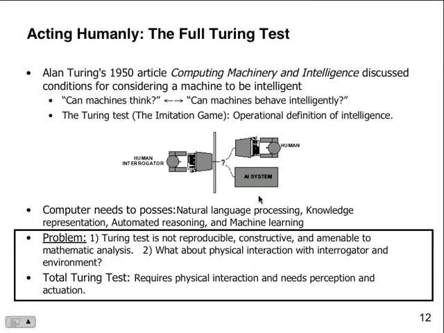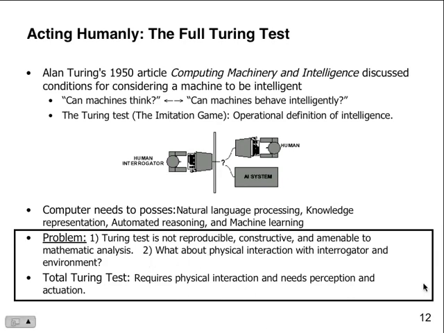So this is the same thing that we saw before in the last slide, but on the bottom we have a new piece of information. It says problem number 1 here. The Turing test is not reproducible, constructible, and amenable to mathematical analysis. Actually, believe it or not, that machine would probably have more accurate results than the human these days, given average intelligence levels and math capabilities. We don't know about that.